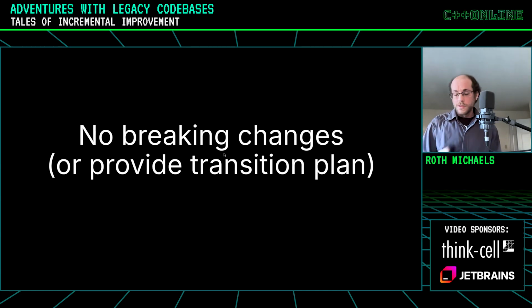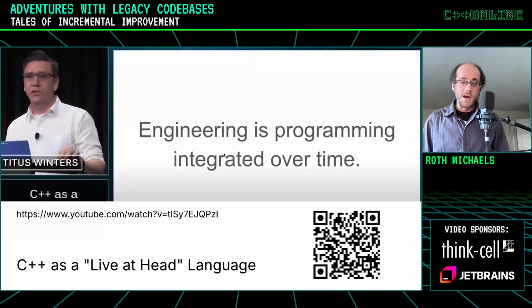Or even better, provide a transition plan. And I'll provide a few resources that I encourage you to look at regarding ways you can change code over time without making breaking changes. Usually this involves two-phase refactoring, making a new API, deprecating old ones, and then eventually having some way to move to the new API.